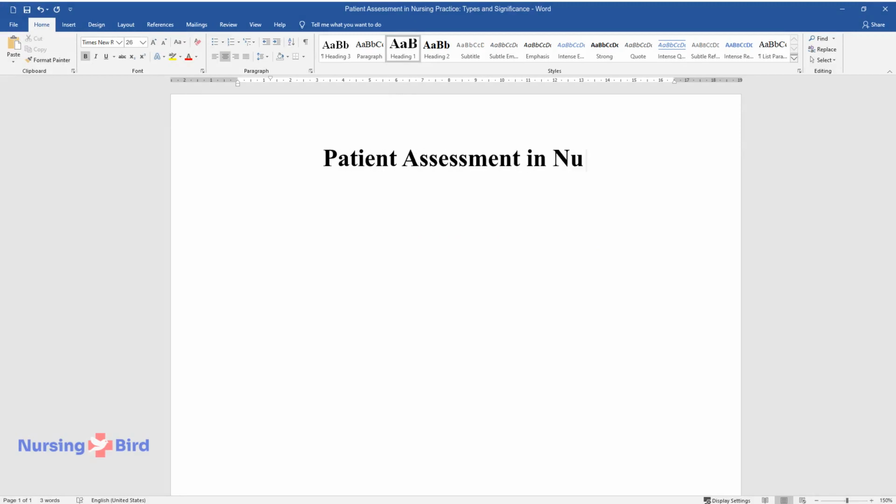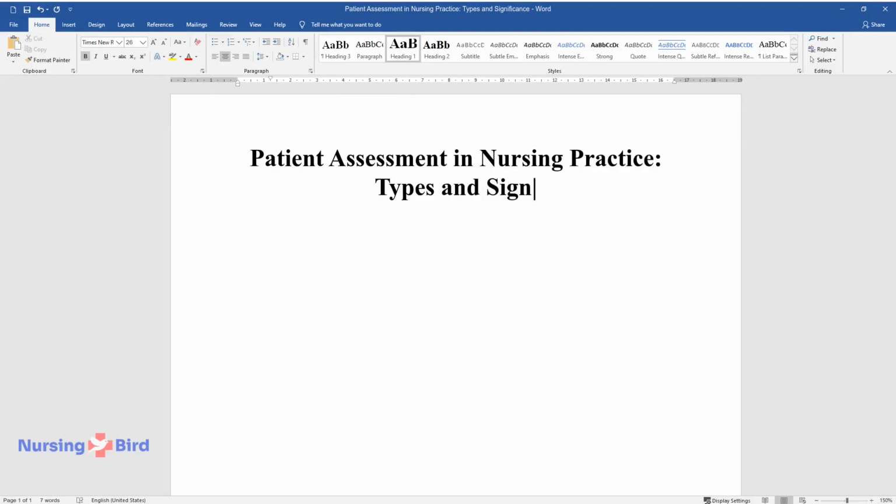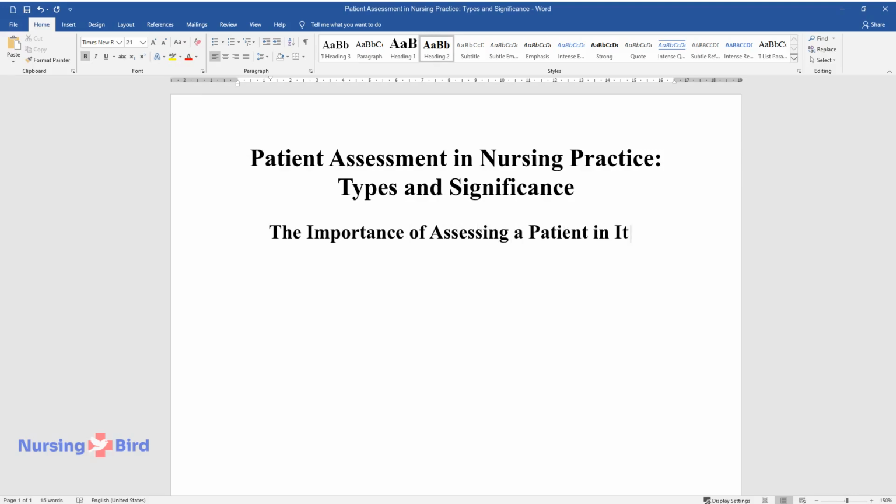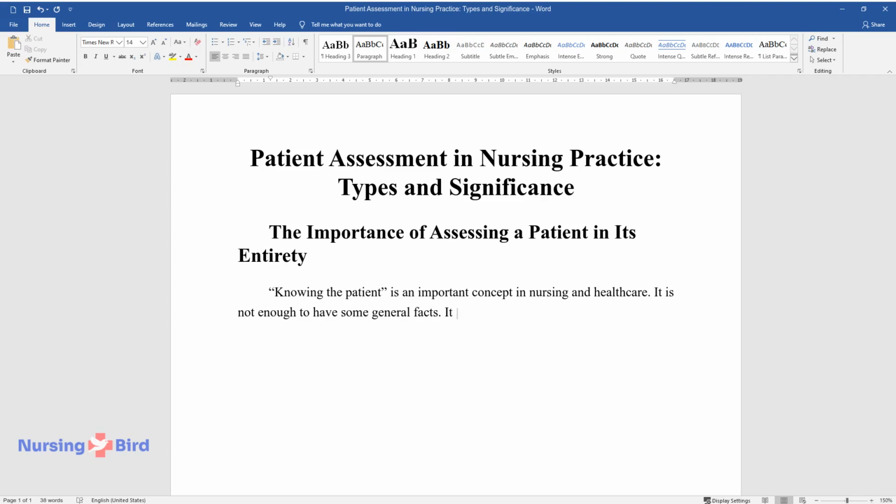Patient assessment in nursing practice, types and significance. The importance of assessing a patient in its entirety. Knowing the patient is an important concept in nursing and healthcare. It is not enough to have some general facts. It is necessary to analyze the situation and assess a patient in its entirety.